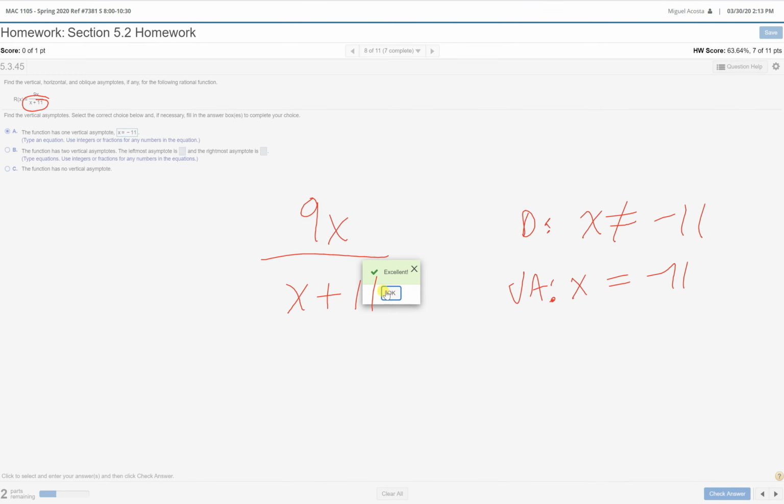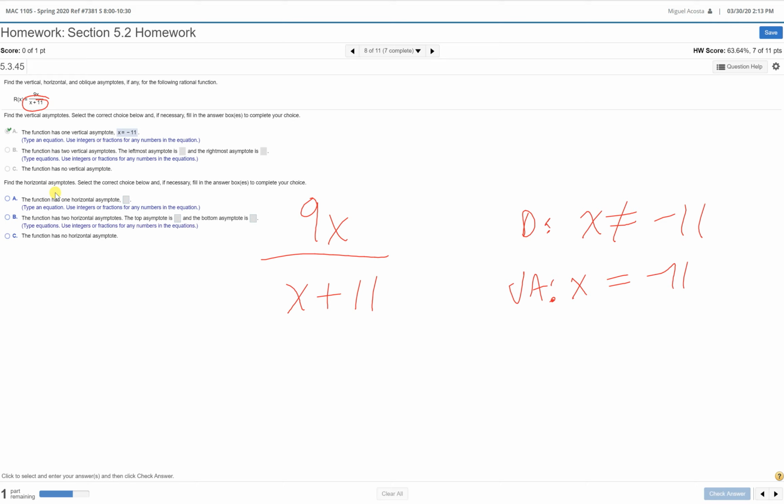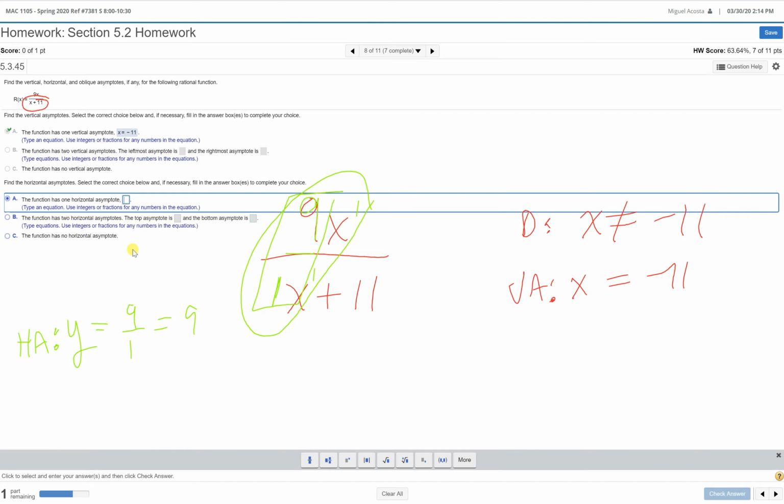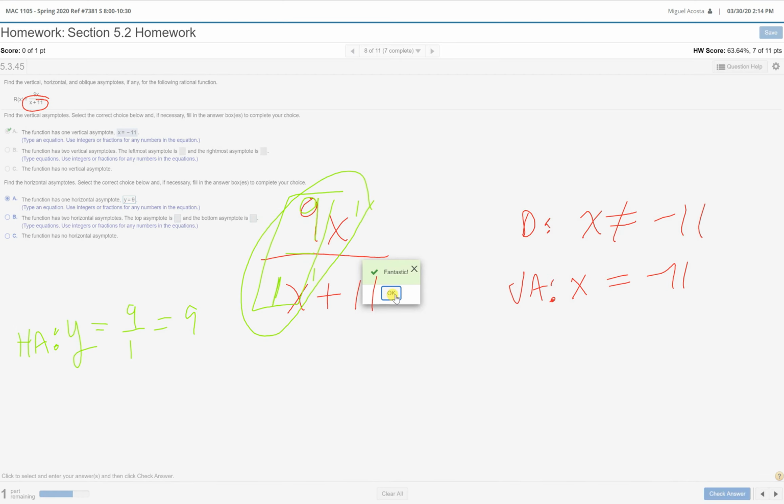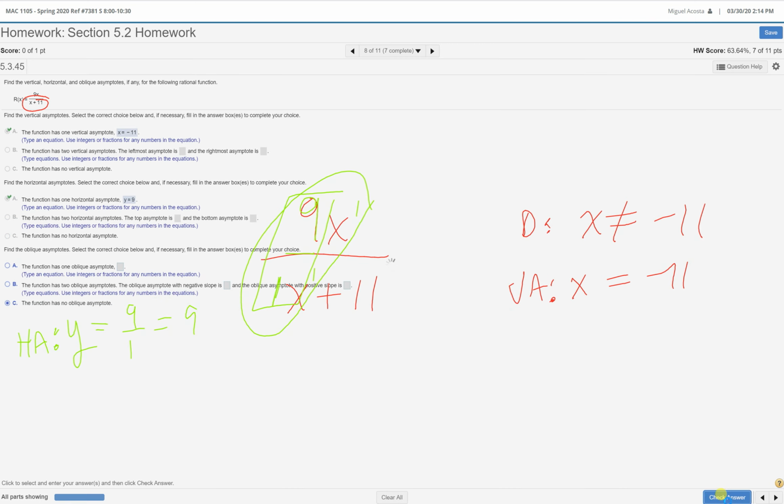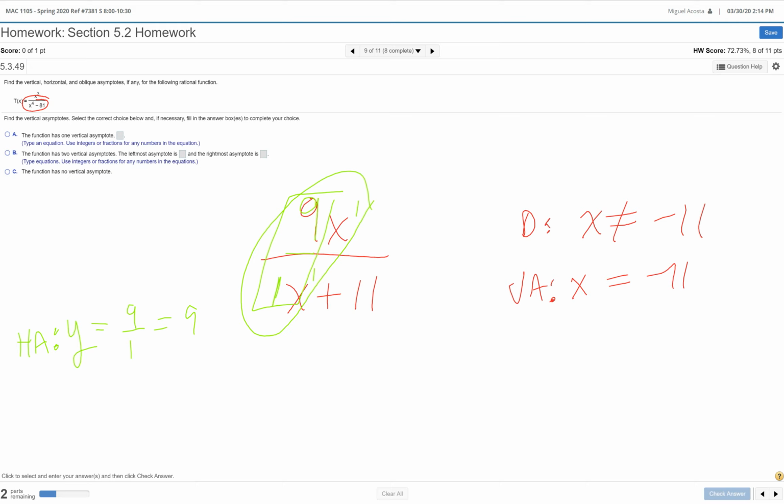Next, horizontal. So we have to look at this form and ask yourself, what's the degree of the numerator? Well, it's 1. The degree of the denominator is also 1. When they're the same degree, you just take the coefficients. Remember that, guys? You just take that number. So it's going to be y equals 9 over 1, which is just 9, right? That's my horizontal asymptote. That's not oblique, by the way. It's a horizontal line, so it doesn't have an oblique. So it has 1 horizontal asymptote. Y equals 9. Alrighty. Therefore, it's not oblique. Let's clear the drawing board.